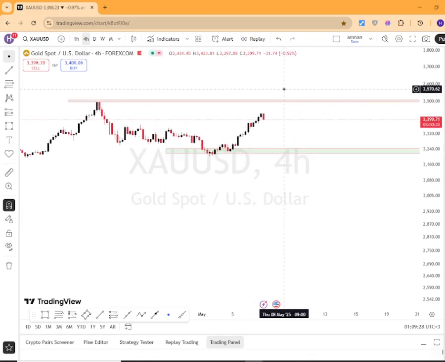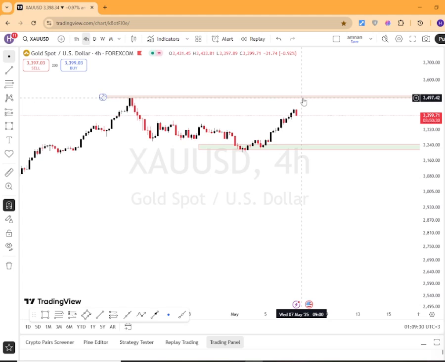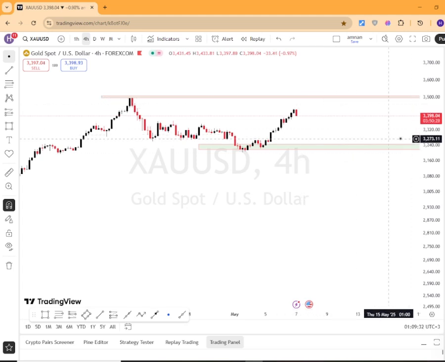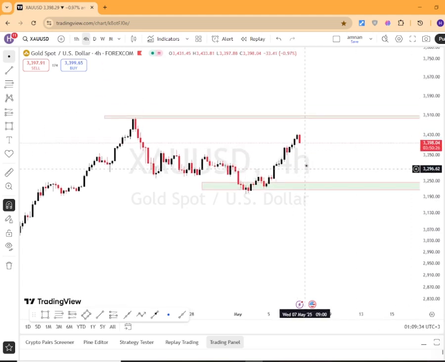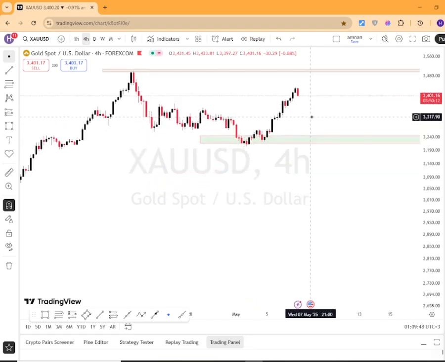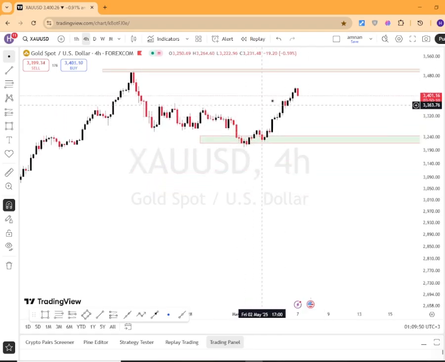This is our support, and I think gold will first go here. We see if it breaks or comes down, but for now gold is going up to this point, maybe at this resistance.